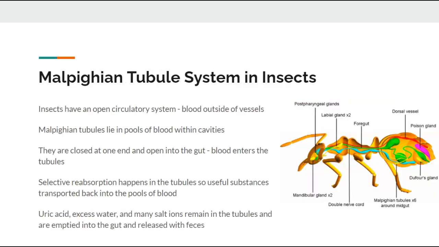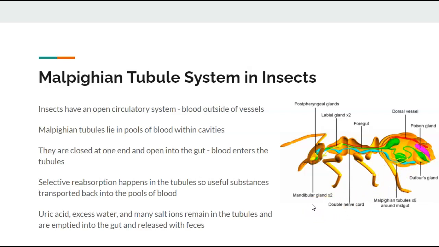And some other adaptations, Malpighian tubes in insects. So insects have an open circulatory system, which means the blood just exists. It's not inside vessels, it's just in their body. So these tubules lie in pools of blood within the cavity. So these actual tubules, these yellow things, just sit in blood. They're closed at one end and open into the gut. So blood enters into these tubules and then selective reabsorption happens in the tubules.